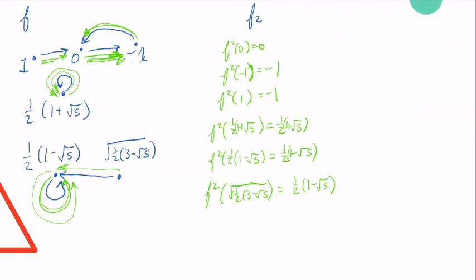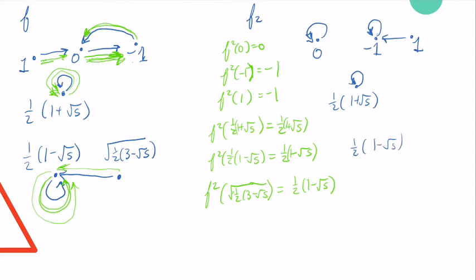I'm going to switch to blue. I have that 0 goes to 0. -1 maps to itself. And that 1 maps to -1. I have that 1/2 times 1 plus the square root of 5 maps to itself. I have that 1/2 times 1 minus the square root of 5 also maps to itself, and that the square root of 1/2 times 3 minus the square root of 5 maps to this as well. Okay? So that would be our graph for F2.